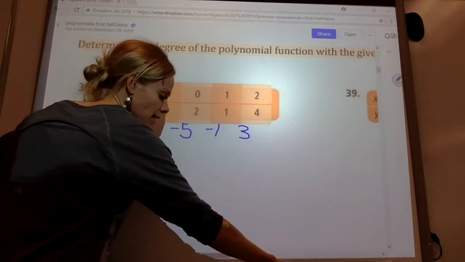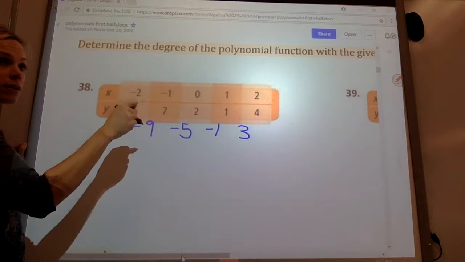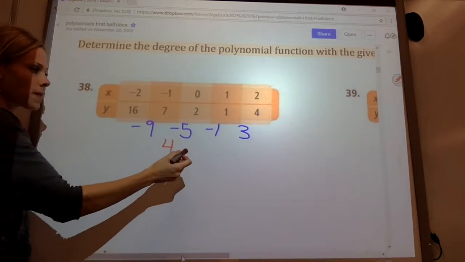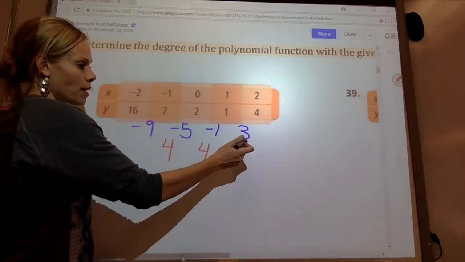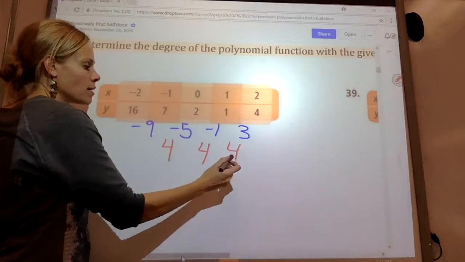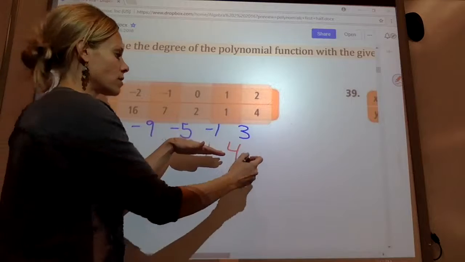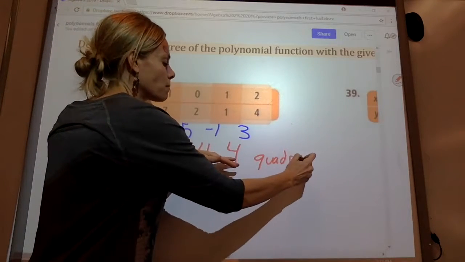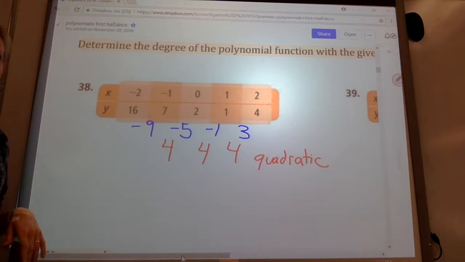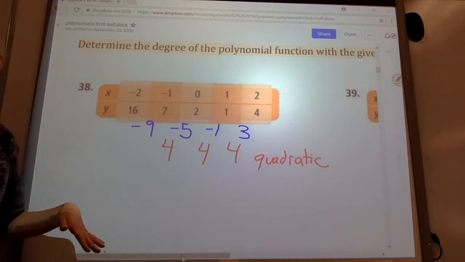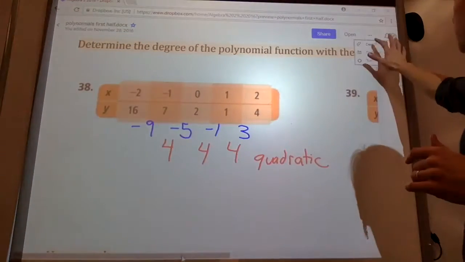So then I do my second differences. Negative 5 minus a negative 9. 4. Negative 1 minus a negative 5. 3 minus negative 1. See how my second differences are all the same? So if my second differences are the same, then this is a second degree polynomial and it's quadratic. So whatever differences match, that's the degree polynomial you have. Let's do one more.